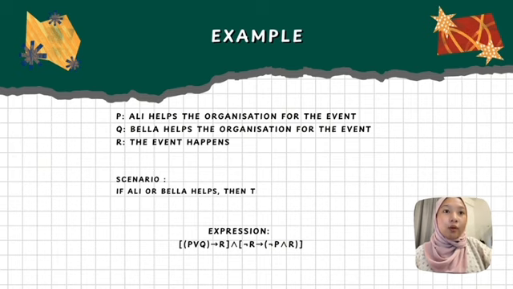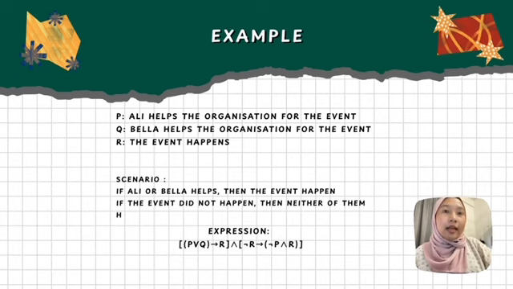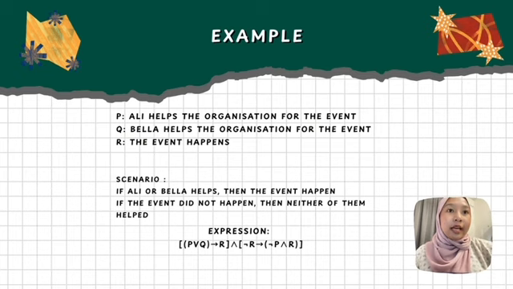First, we have P, which is Ali helps the organization for the event. And then we have Q, Bella helps the organization for the event. And then R, the event happens. After that, we have the scenario. If Ali or Bella helps, then the event happened. If the event did not happen, then neither of them helped. And then we have the expression, which is P or Q implies R, and not R implies not P and R.